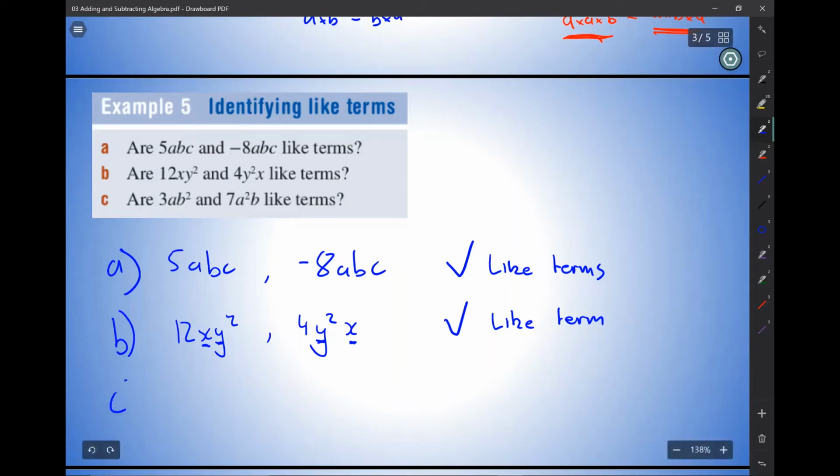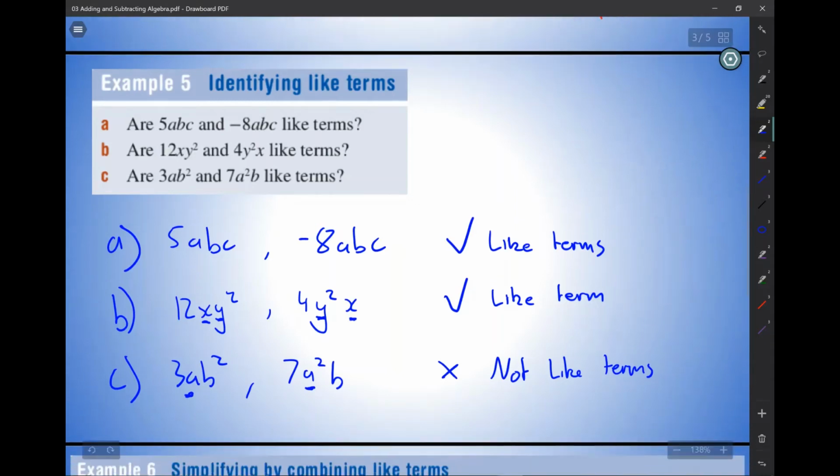Now the last one, 3ab squared and 7a squared b. Are these like terms? No, they're actually not like terms. Because here we have an a, and here we have an a squared. Those are different, which means they're not like terms.